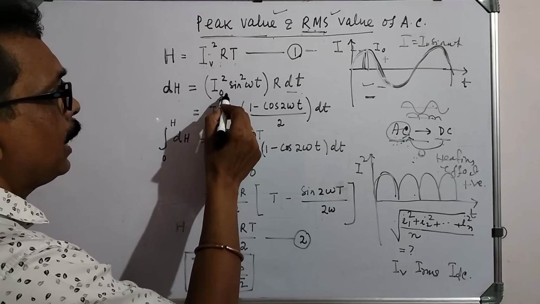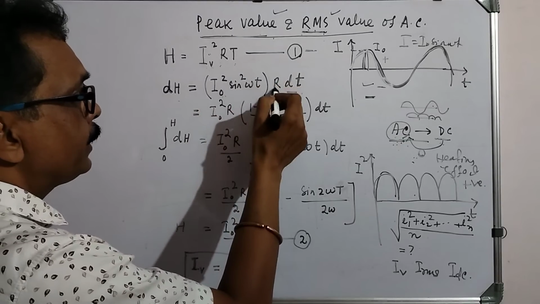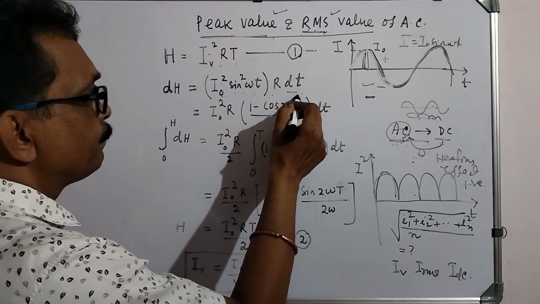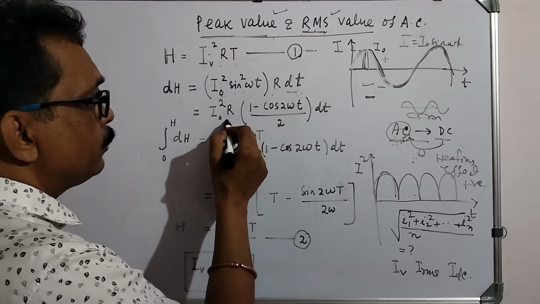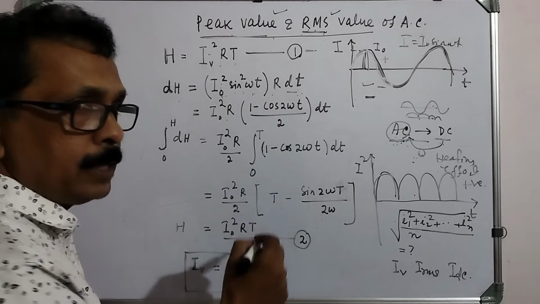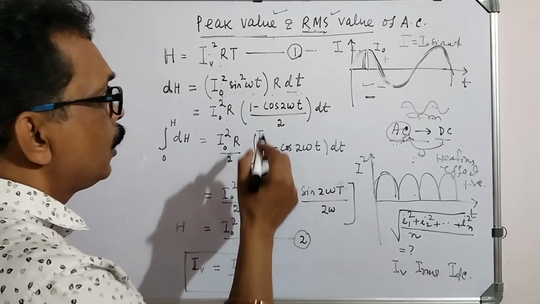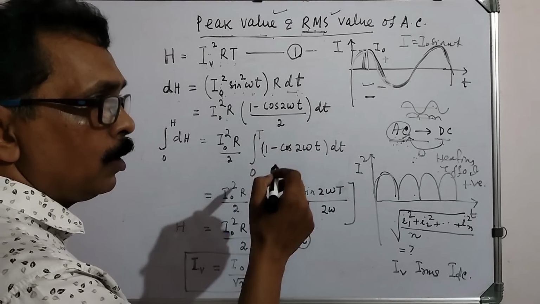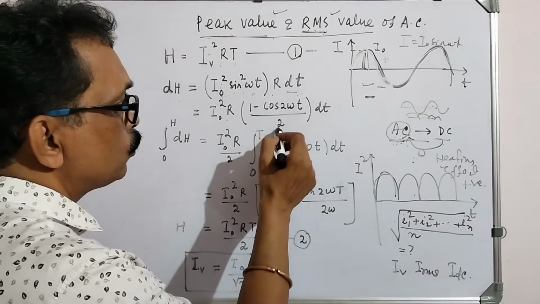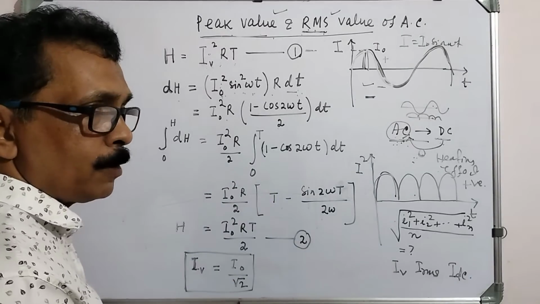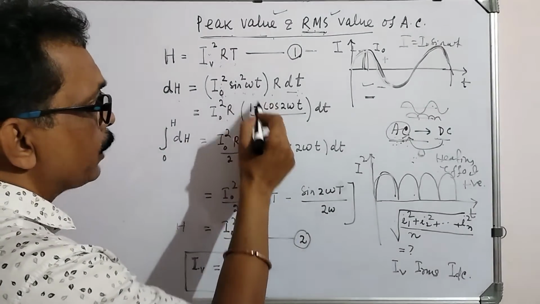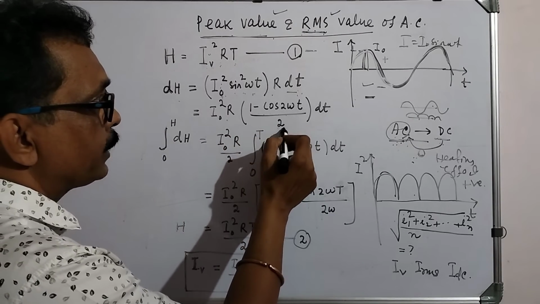dH will be equal to I0 sine omega t whole squared into R dt. So it will be equal to I0 squared sine squared omega t R dt. And I0 squared R is constant, so you can take it outside. As you know, cos 2 theta is equal to cos squared theta minus sine squared theta, which is equal to 1 minus 2 sine squared theta. So sine squared theta will be equal to (1 minus cos 2 theta) divided by 2. This is the standard formula in trigonometry. So you can write sine squared omega t is equal to (1 minus cos 2 omega t) divided by 2.